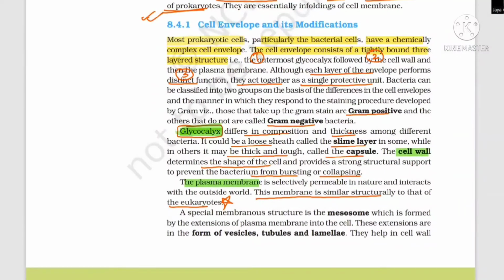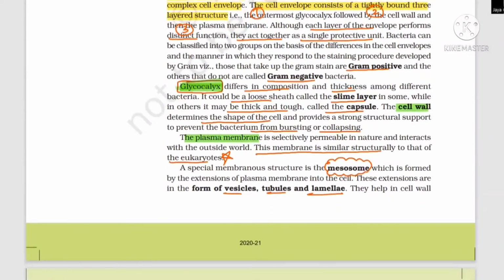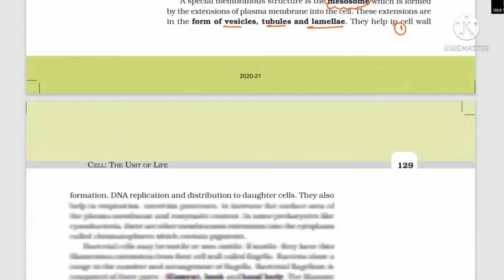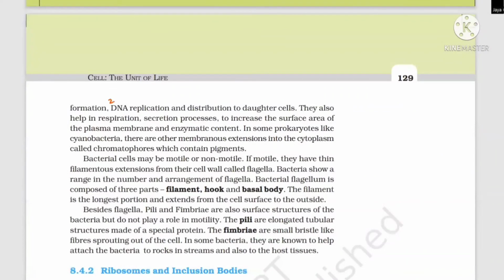Now, membranous structure, first is your mesosome. Mesosome can exist in three forms: vesicles, tubules, lamellae. This only I wrote in the notes. They help in functions: number 1, cell wall formation; number 2, DNA replication; number 3, distribution to daughter cells; number 4, respiration, secretion, increasing the surface area, and enzymatic content. So it is helping in all the 7 functions.